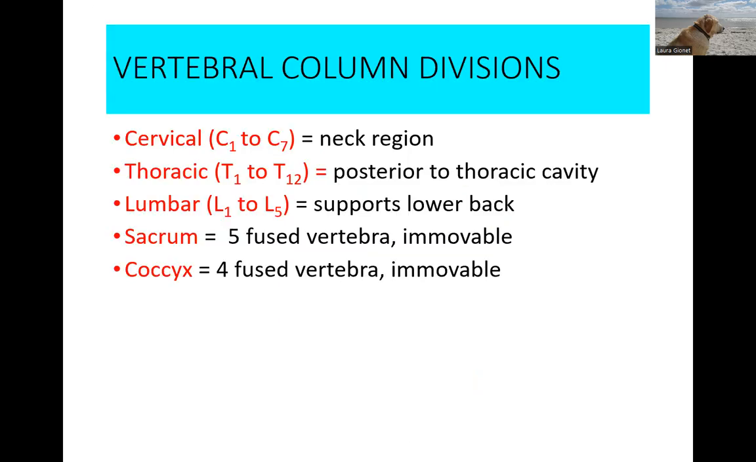So the divisions of the vertebral column are the cervical division, which includes C1 to C7. That's the neck region. Thoracic region, T1 to T12. The lumbar region, L1 to L5. We have the sacrum at the base, which is composed of 5 fused vertebrae, and the coccyx, 4 fused vertebrae.